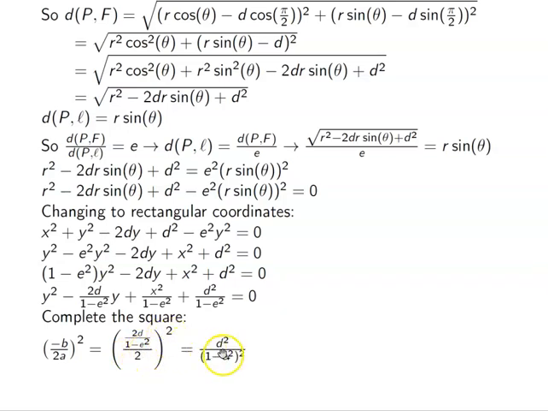And squaring the whole thing gives me d squared on top, and this 1 minus e squared being squared. Now I could expand this denominator, but that's not really going to do anything for me. I'm not going to be able to combine it with anything. So it's better just to keep it compact and factored.